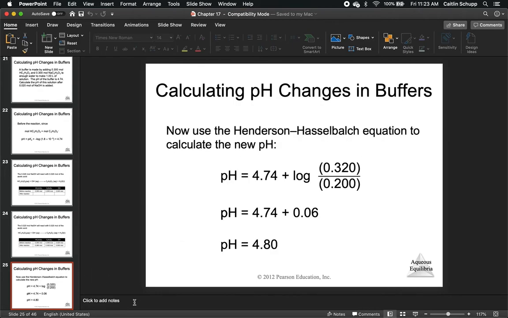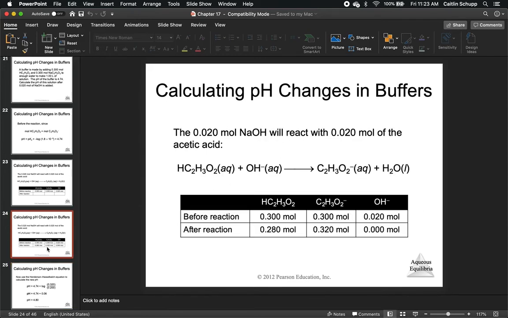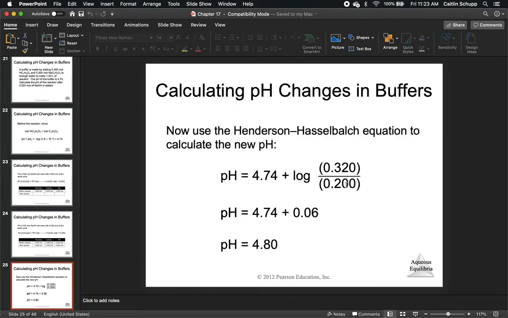And the question was, what is the new pH? So we need to use the equilibrium concentrations of the base and the acid, the two you started with, in this equation. Now, this is actually supposed to say 0.28, so ignore that I just changed that. But this is the thing you're going to plug in.